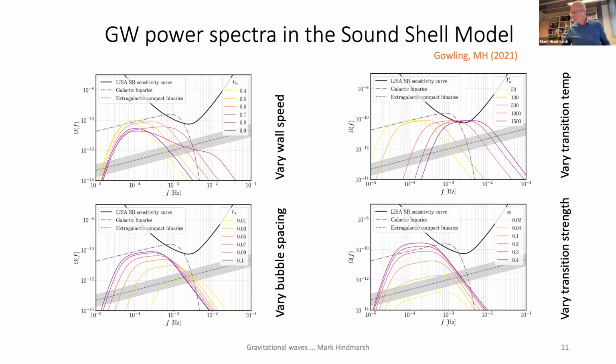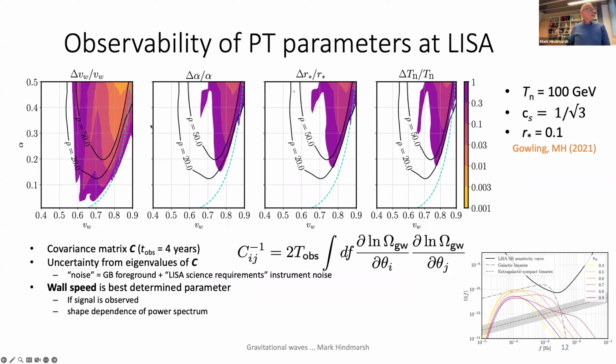Okay, and so what can we hope to observe in LISA of all these parameters? Well, this is a very rough preliminary investigation that I did a couple of years ago with a student, Chloe Gowling. What these diagrams are supposed to show is the relative error in these various parameters: wall speed, transition strength, bubble size relative to Hubble, and transition temperature. And what it's saying is that if the signal is observable, that is, has a high enough signal to noise ratio, then the thing that you'll be able to measure most accurately is actually the wall speed. And that's because the shape changes the most with the wall speed.